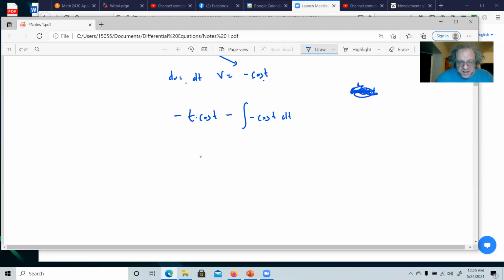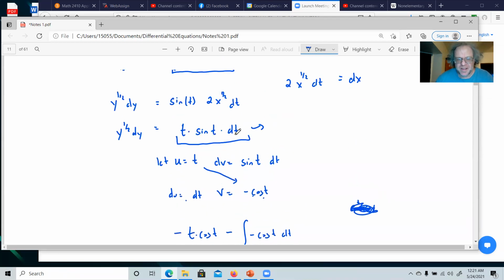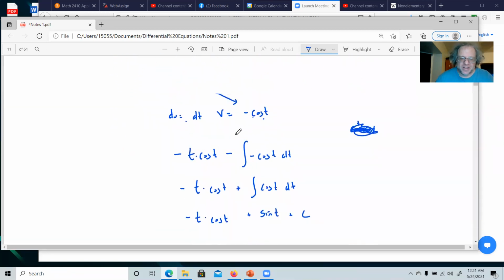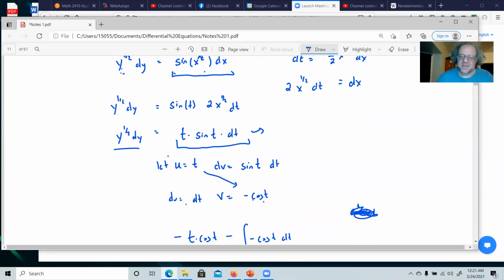Fortunately, it's not that one. So here we have negative t times cosine t plus the integral of cosine t dt, integral of cosine. What could be easier? It's just going to be sine t plus, we have negative t times cosine t. Don't forget, we have a plus c. Okay, and then let's do the hard side.